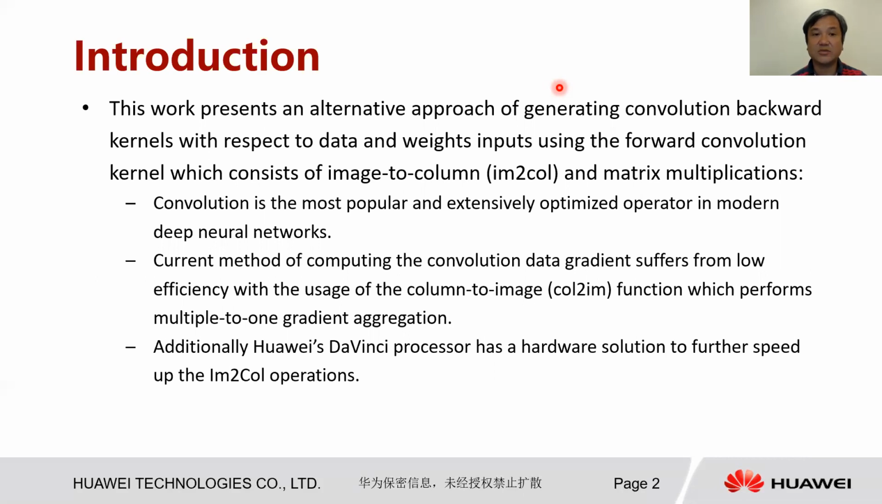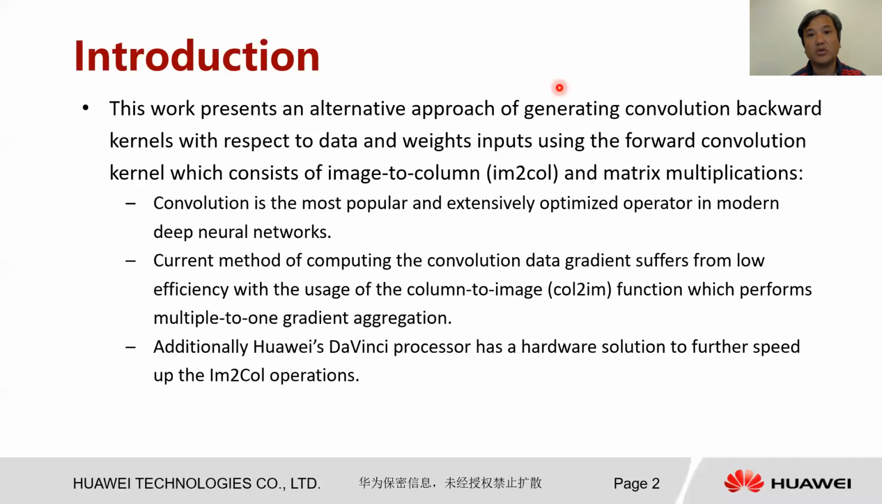We have chosen this topic because convolution is one of the most popular and most extensively optimized operators in the modern deep neural network. But when we use image-to-column and matrix multiplication in the forward, the backward will also use matrix multiplications and the column-to-image operator. And the column-to-image operator is not very efficient because it performs multi-to-one gradient operations and requires more memory access.